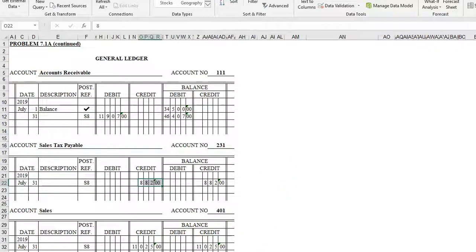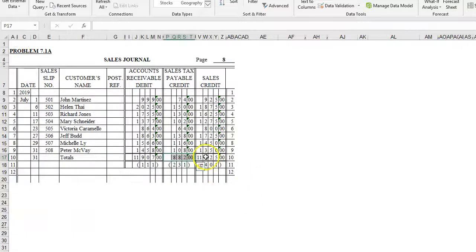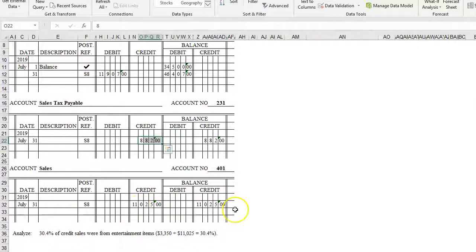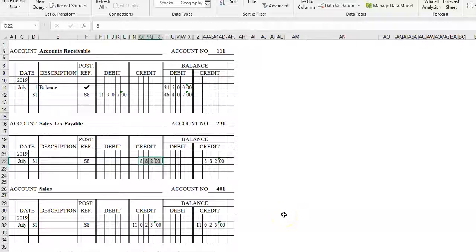And then you're going to do the same thing for the total sales, $11,025. Notice in the ledger they are $11,025 credit. I'll leave that up there for a second, but you can always pause the video right here and copy all that down.